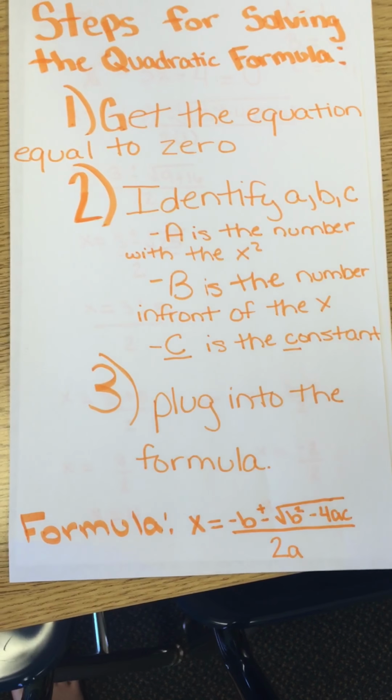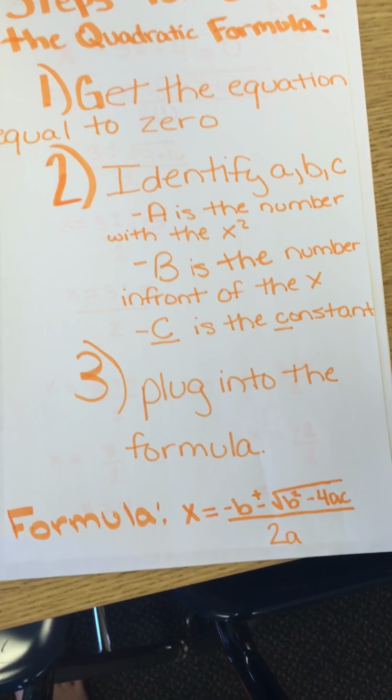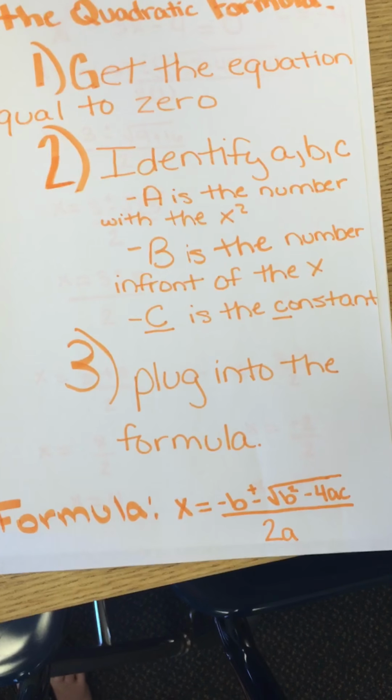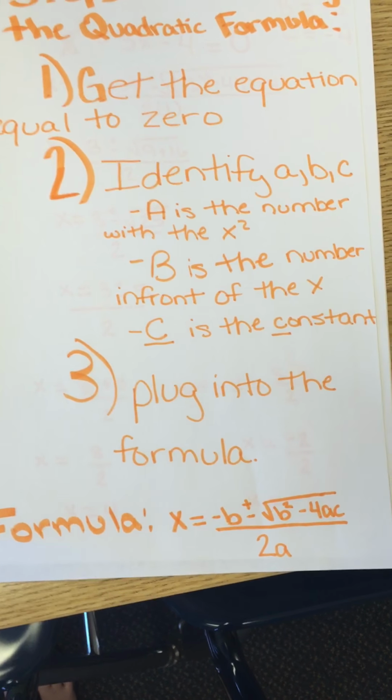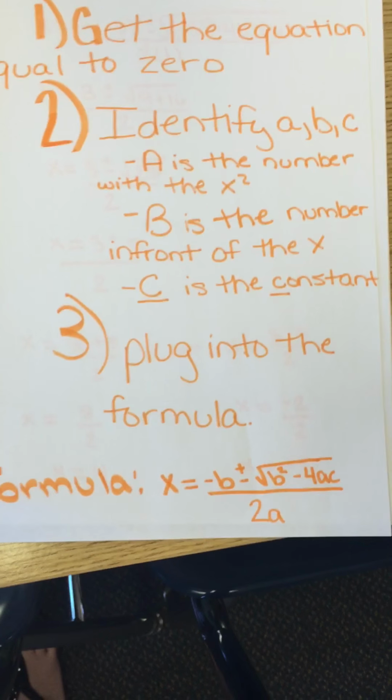The formula is x equals opposite of b plus or minus radical b squared minus 4 times a times c, all over 2a.